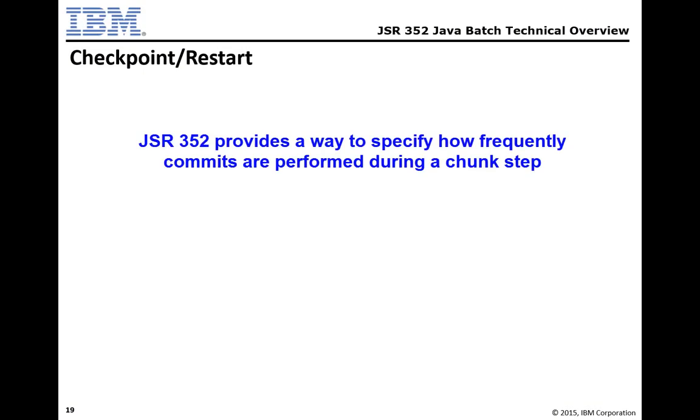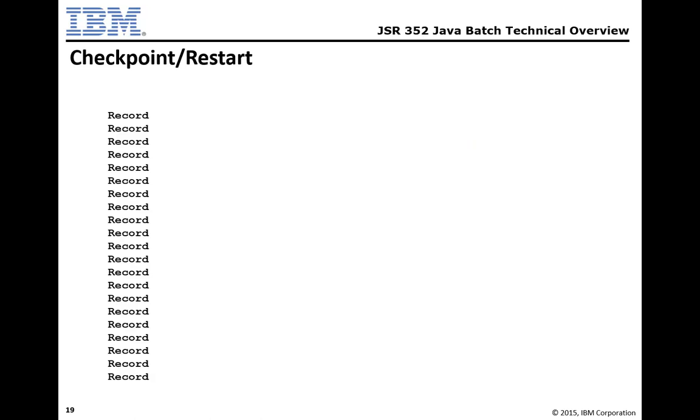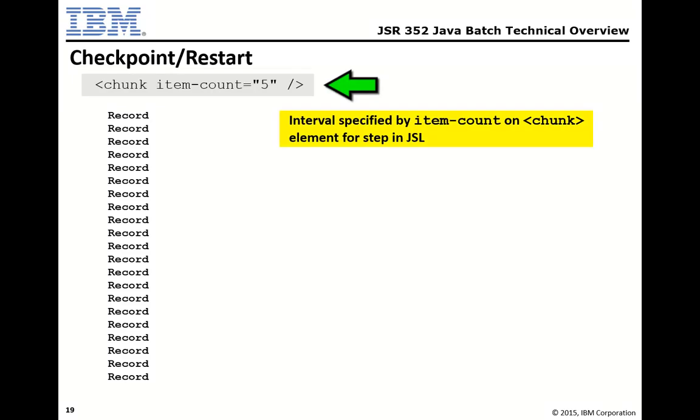The chunk step model iterates through records, and if updates are taking place, you'll want to commit at checkpoint intervals rather than one big commit at the very end. The JSR352 specification provides for this. Imagine a set of data records a batch job is going to operate on. You specify the item count in the JSL for the chunk step. Here we're showing a checkpoint interval of every 5 records.